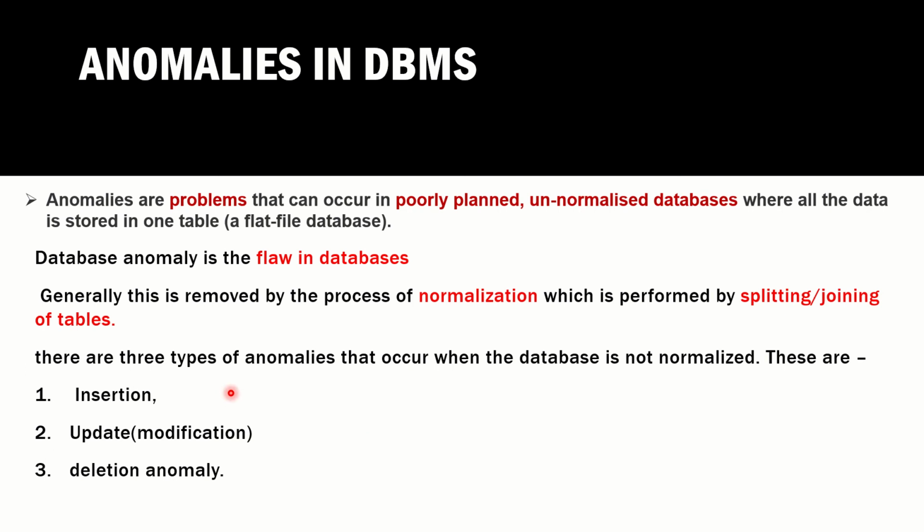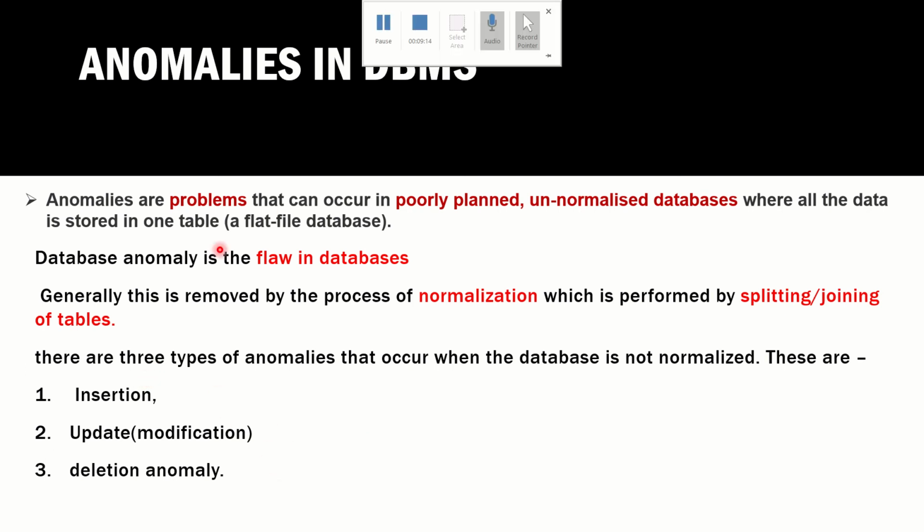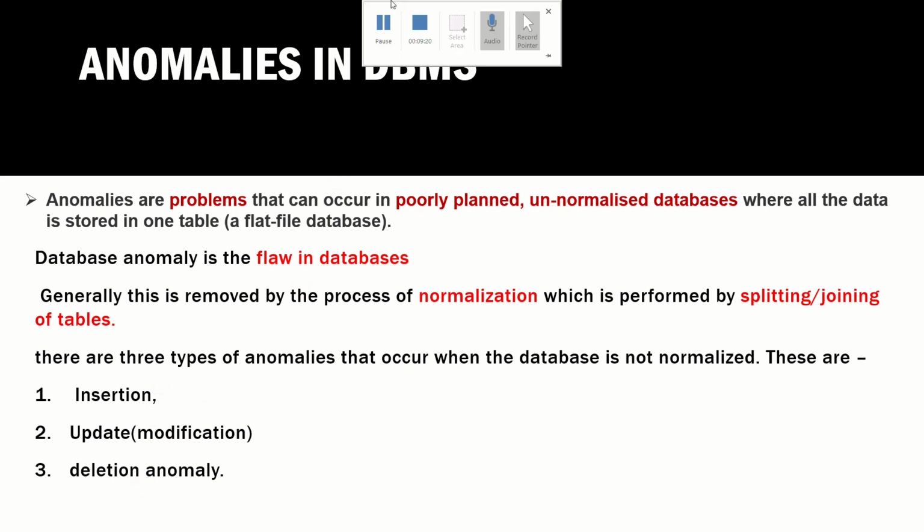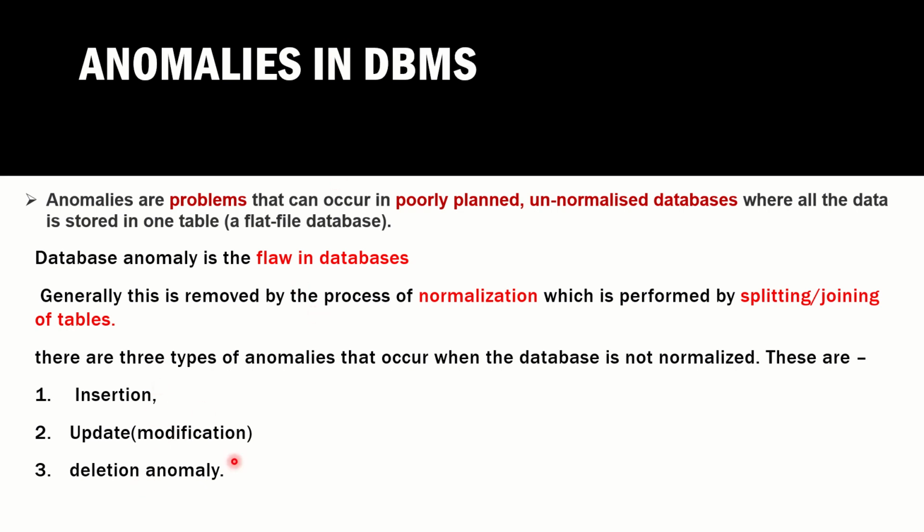So now we have to study how many types of anomalies there are. Mainly there are three types of anomalies. The first one is called insertion anomaly. The second one is called updation or modification anomaly. And the third one is called deletion anomaly. So we will study in detail what is the meaning of each and every anomaly.